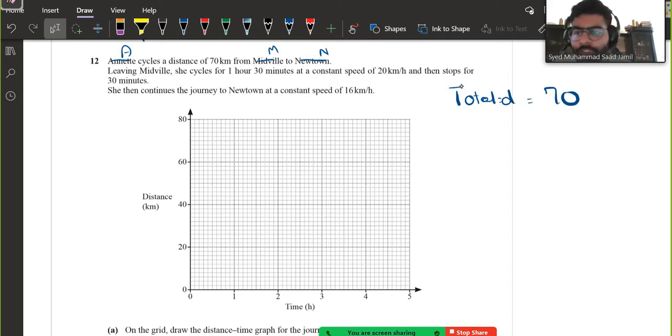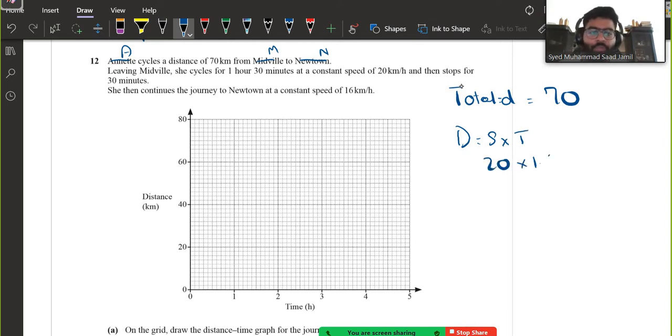It says leaving M, she cycles for 1 hour 30 minutes. When she started her journey, she cycled for 1.5 hours at a constant speed. So distance is equal to speed multiplied by time. Speed is how much? 20 kilometers per hour. Time is how much? 1.5. So during the first 1.5 hours, she traveled 30 kilometers.